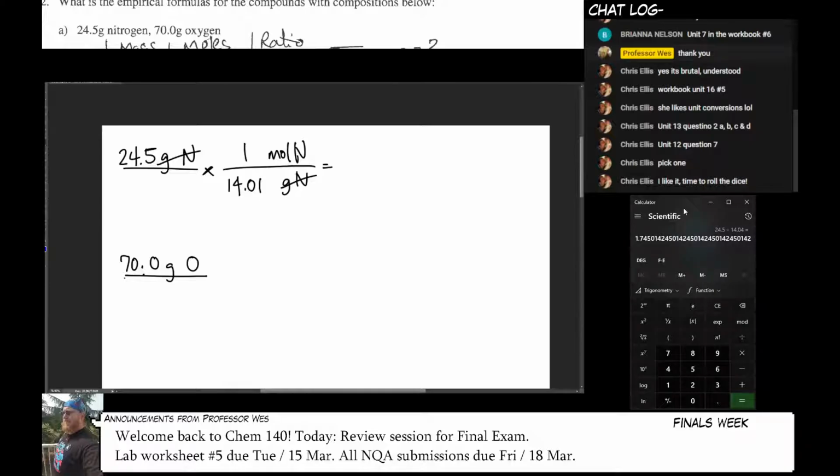14.01. I typed in the wrong thing. Hold on. 14.01. Because that might screw up a digit. We want to make sure that we get that right. 1.75, right? Yeah. I don't know why I wrote carbon. Don't know what I was thinking there. Nitrogen. There we go.